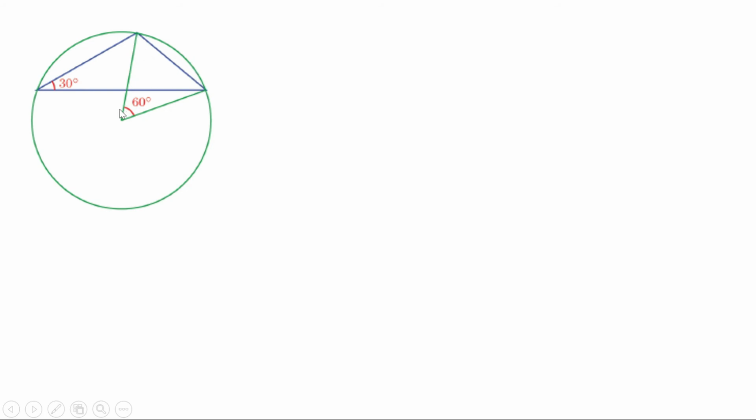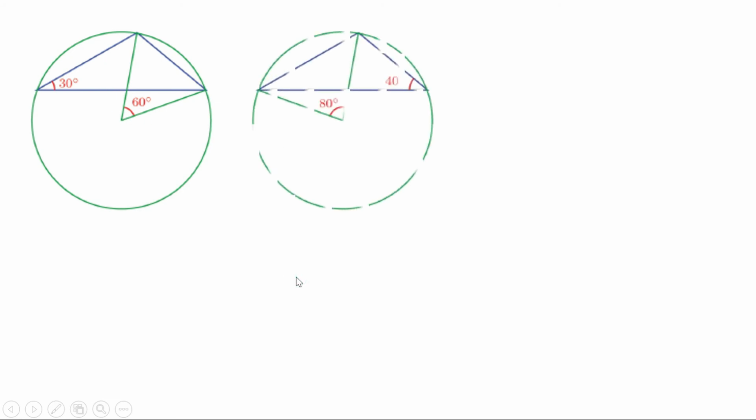Therefore, its central angle is 60 degree and the angle made by this chord is also 60 degree. Therefore, length of this chord is equal to 2 into radius into sine 30. Suppose the radius is r. Then we can say the length of this chord is equal to 2r sine 30 degree.